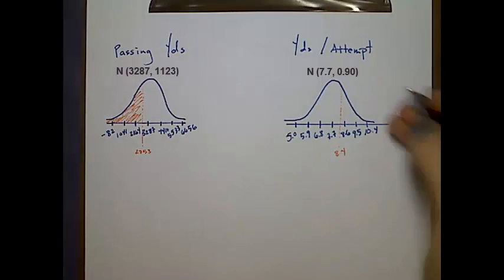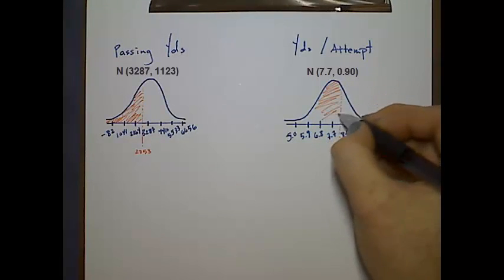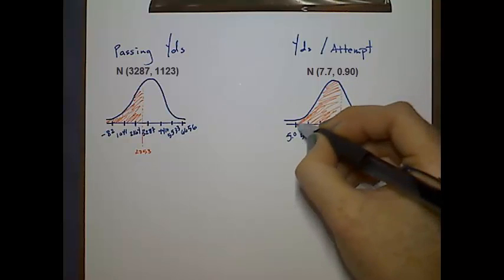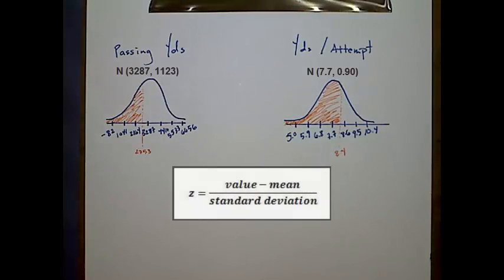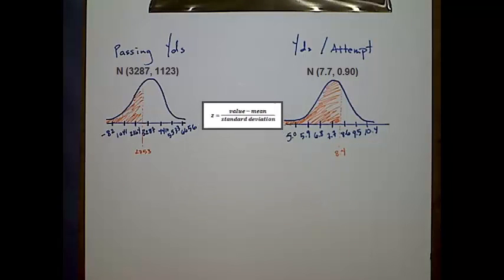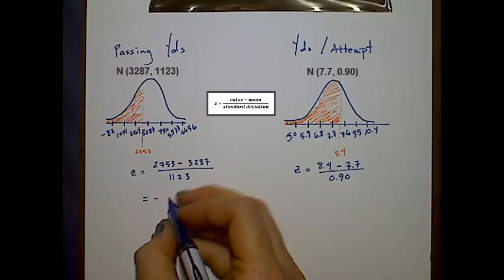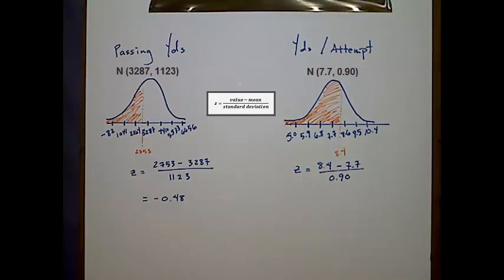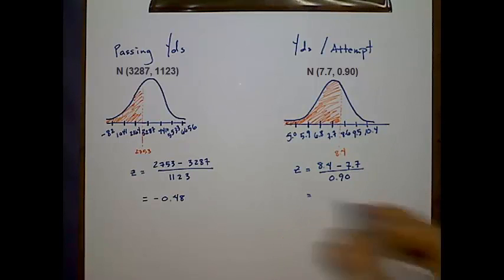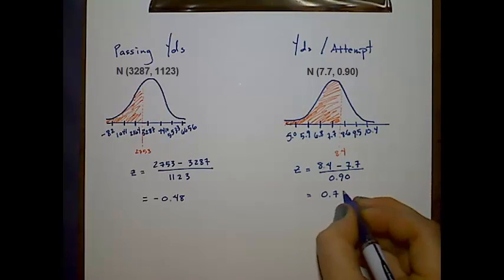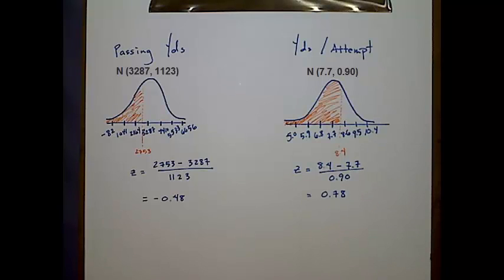So to get a little bit more specific about where he falls, let's actually calculate his z-score. And if you remember, we calculate z-score by taking the value, subtracting the mean, and then dividing that difference by the standard deviation. So his z-score for overall passing yards is negative 0.48. In other words, he's about half a standard deviation below the mean. His z-score for yards per attempt is approximately 0.78 in the positive direction. So that means he's about 3/4 of a standard deviation above the mean.